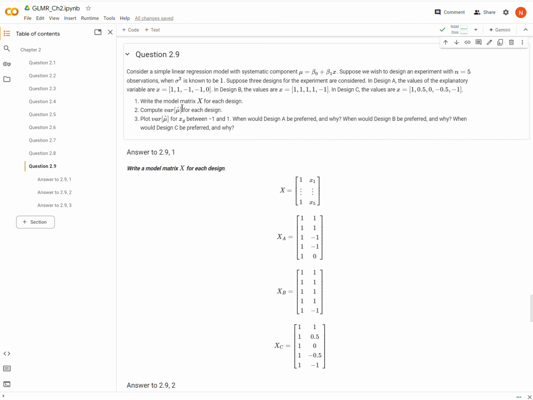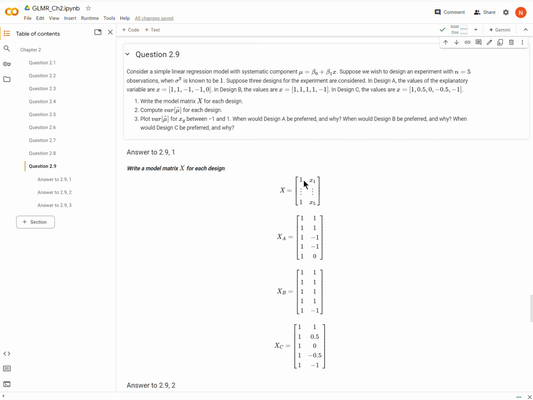For each design, x, which is our data variable, in one of the designs, design A, the data we get looks like this. In another one, the x looks like this. And then the third one, design C, x, again the data variable, looks like that. So the first thing we're going to do is write the model matrix, sometimes called the design matrix, for each of these different experimental designs.